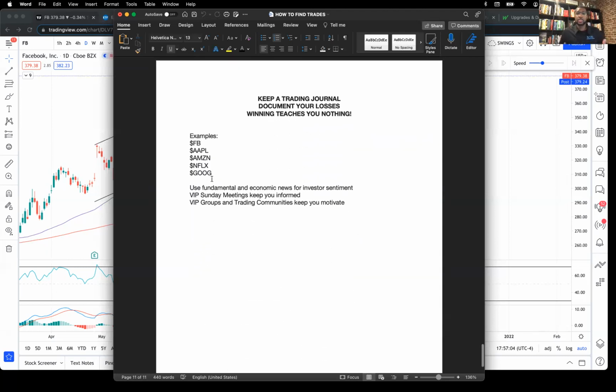All right. Keep a trading journal. Document your losses. Winning teaches you nothing. These are my rules. I'm telling you from experience. You don't really learn too much off of winning, only the fact that you can accumulate a lot of data to see what you were most successful with, and then you can use that successful data to move forward. But for the most part, if I'm on a winning streak, I'm really not learning too much. I'm just coasting for the most part.